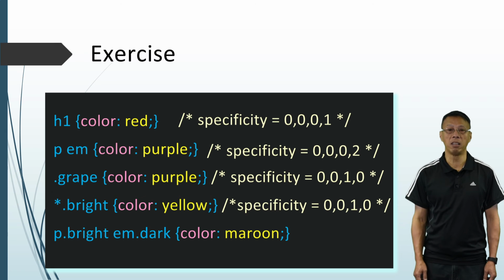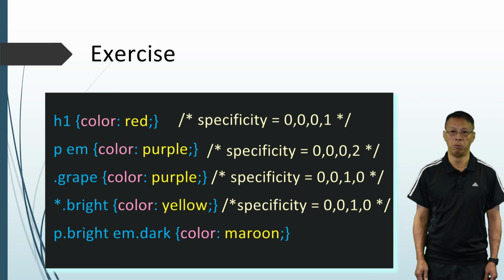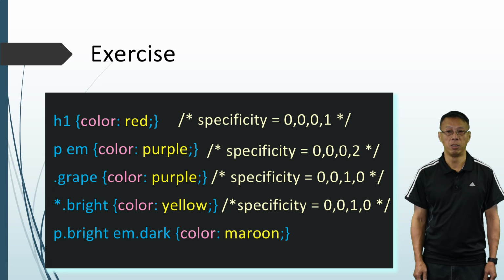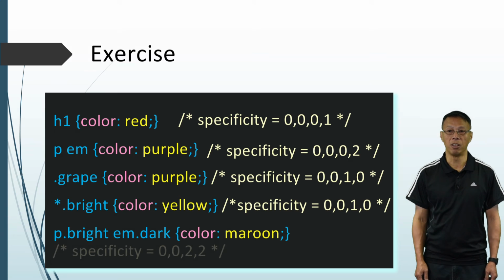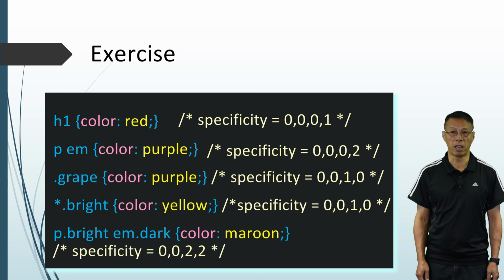Now take a look at the number 5 rule. P.bright space em.dark. So what is the specificity of that particular CSS rule? Well, the answer is 0022, which is the second class as well as the second element here.